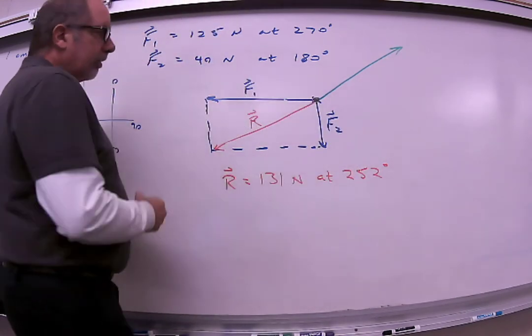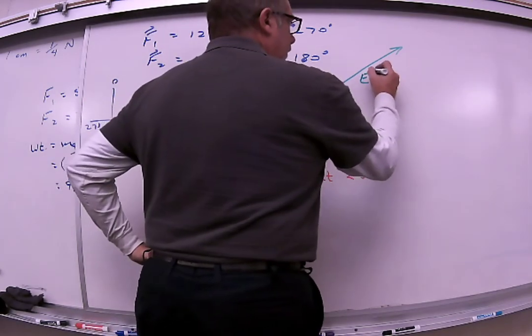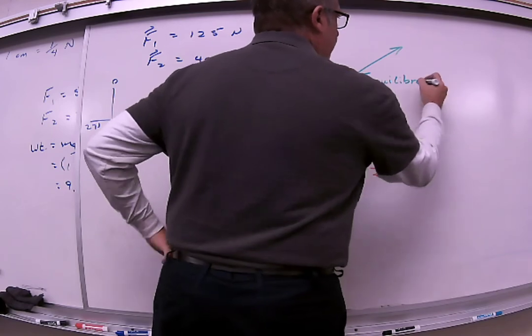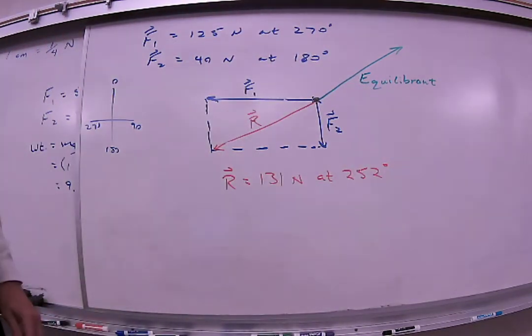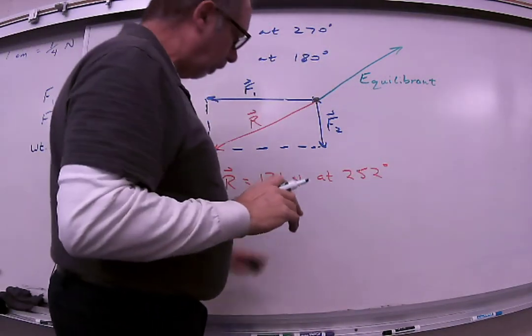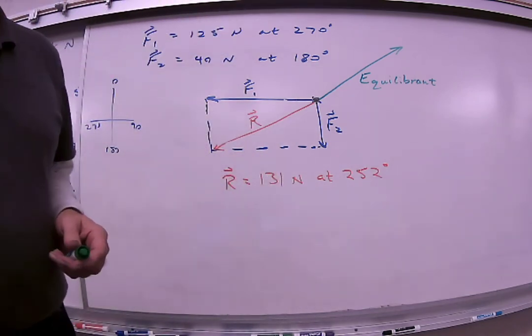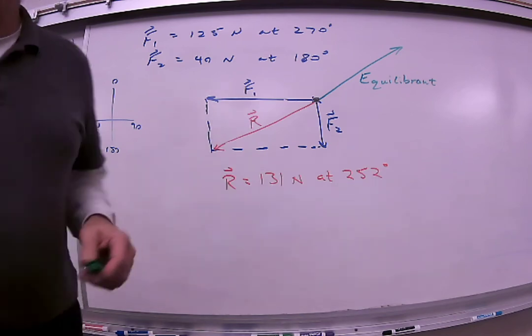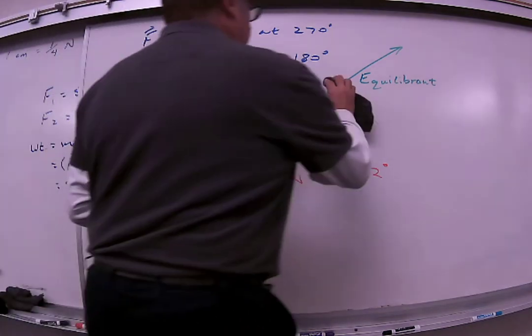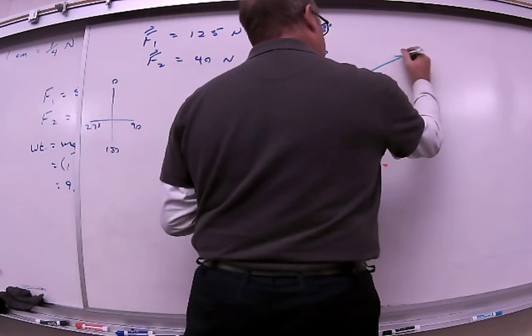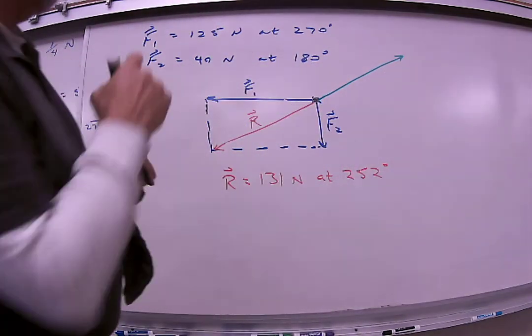This is a special vector in physics called the equilibrant, which I will never test you on. The force that puts a system into equilibrium. Okay. I didn't get that direction quite right. It should be, is that better? A little better.